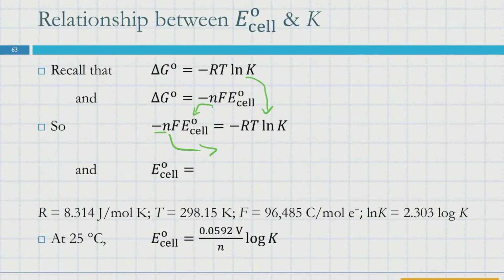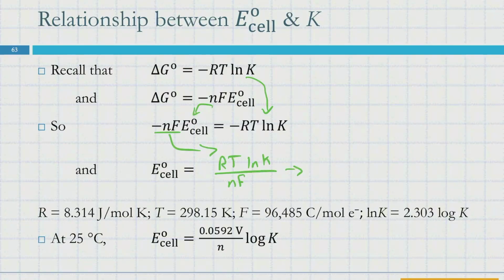So we're going to move the negative nF over to the other side. We get RT ln K over nF. And a bunch of these are constants. R is a constant, F is a constant, T is not a constant, but if we consider it at 25 degrees Celsius, then it's a constant. And we can change our natural log to our base 10 log. So there's a bunch of fun information down here.